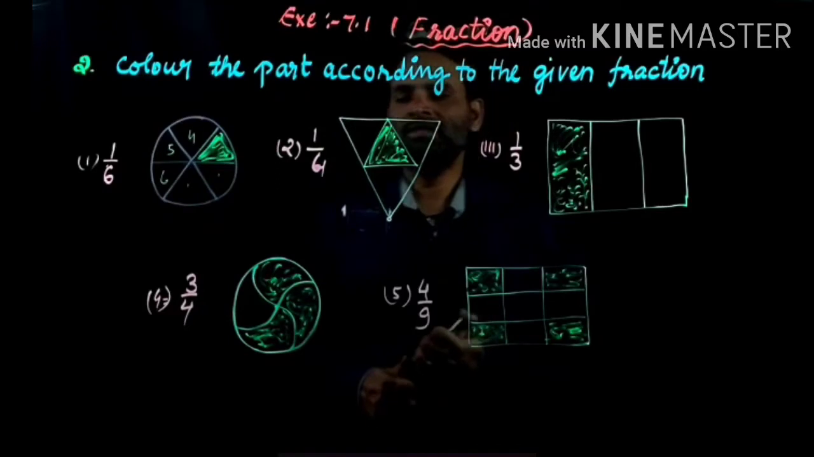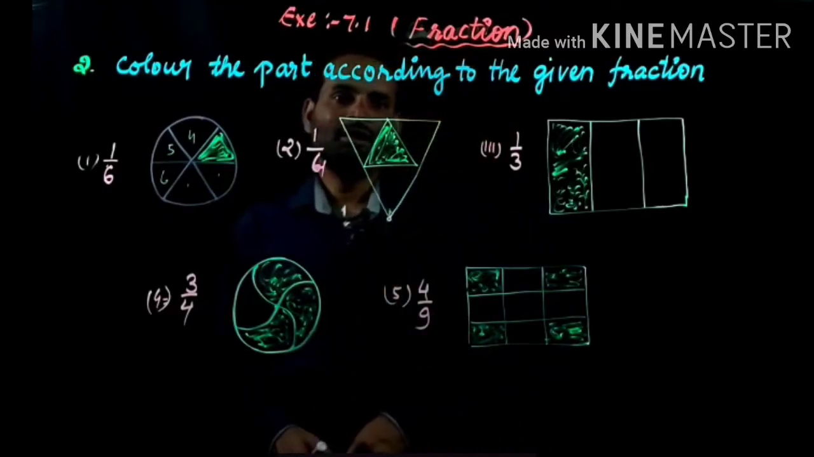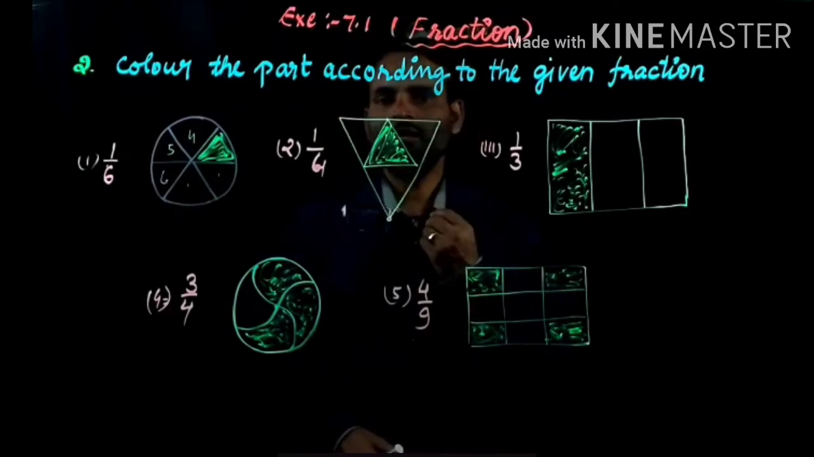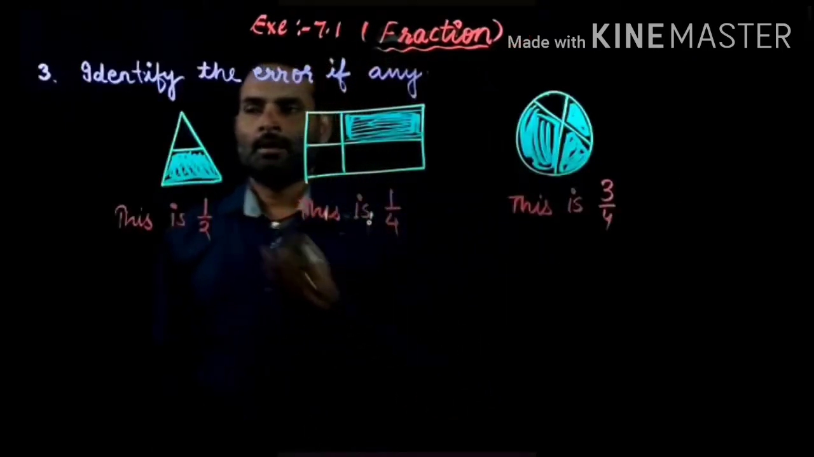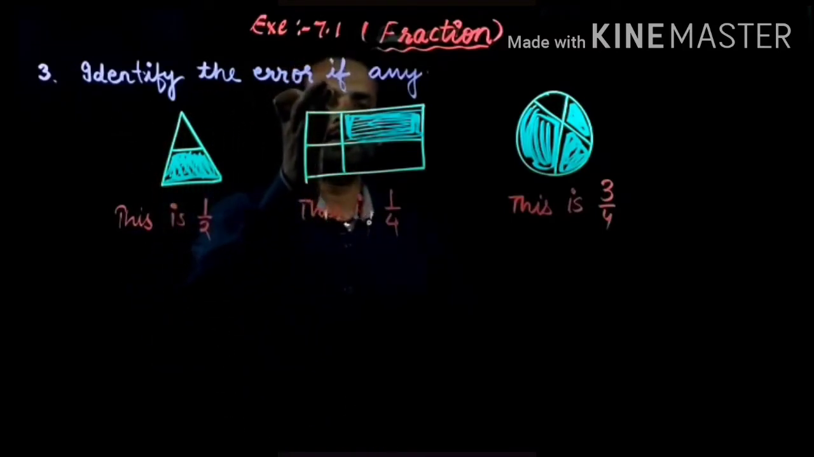Okay, it means the upper side, the numerator value, shows how many parts will be filled in the diagram. Okay, now question number 3. Question number 3 is: identify the error, if any.